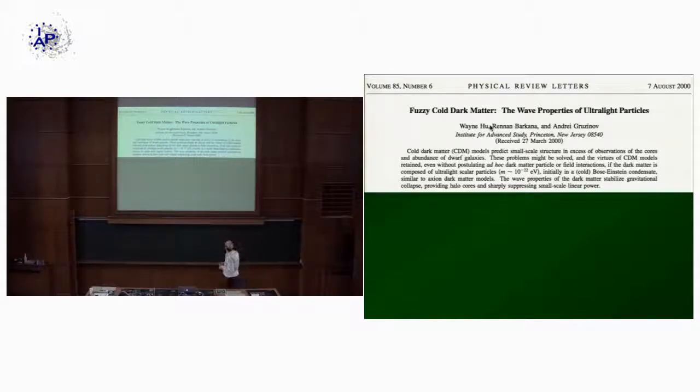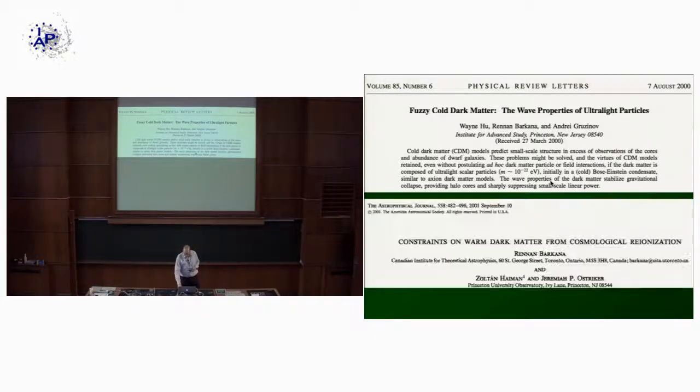So this paper from 2000 has been mentioned. I guess Tom is here. Jerry maybe is touring Paris. So in this paper, we suggested this number of 10 to the minus 22 electron volt. The idea is that with that mass, quantum effects give you suppression of small scale power and halo structure in small halos.